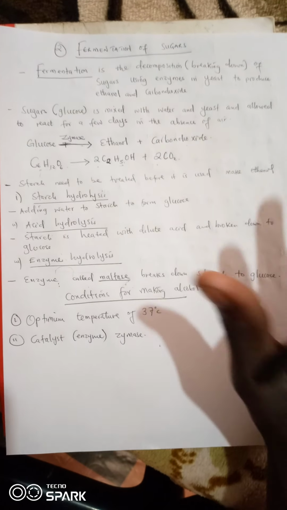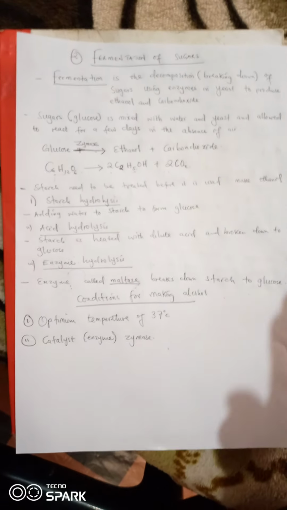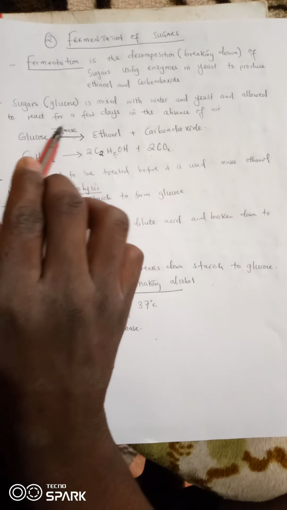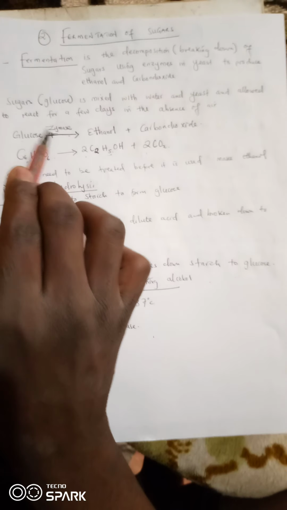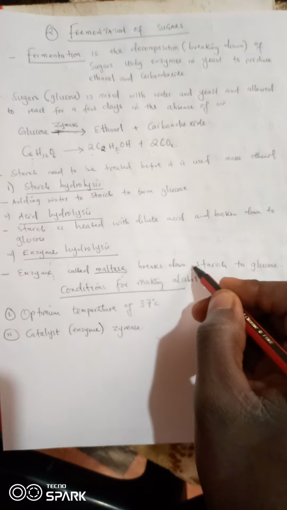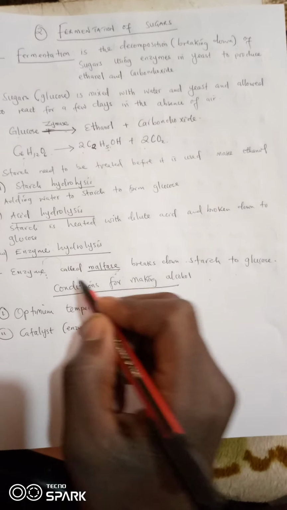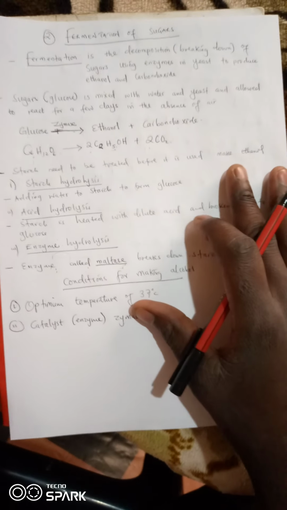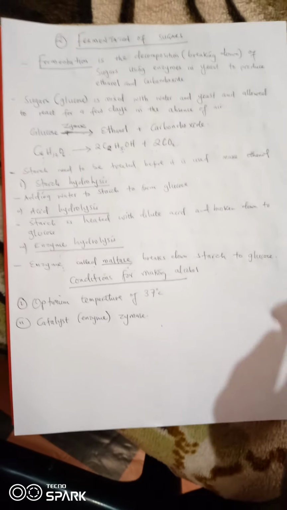So you should remember that the enzyme that is used to convert glucose into ethanol and carbon dioxide is zymase. But the enzyme that is used to convert starch to glucose is maltase. Take note of that. Conditions that are necessary for making alcohol.